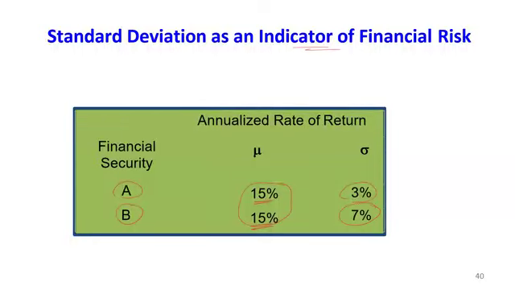So if you are more of a risk-averse person, you don't want to take high risk, then you will go with option A, the first option, because there is not too much variation in the rate of return. It is 15% plus or minus 3%. At the max it will go to 18%, and at the low end it will go to 12%. So you are very much covered there. If you are going with financial security B, now the variation is 15% plus or minus 7%. So it can go as high as 22% and as low as how much? 8%, right? In this case, you should have a high appetite for risk.